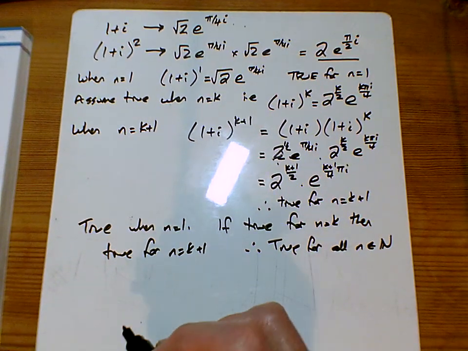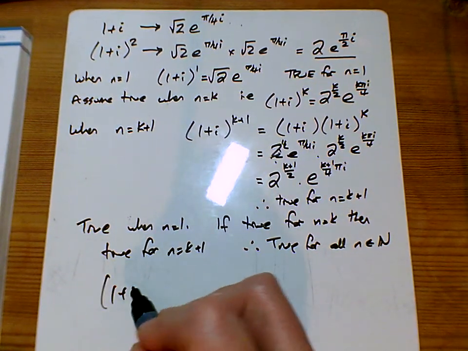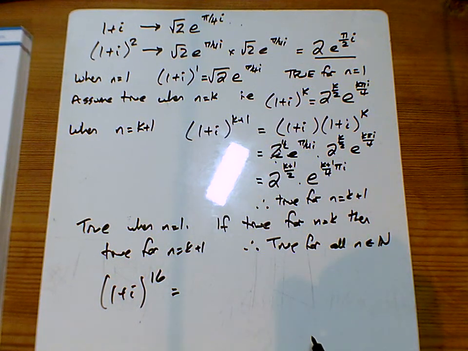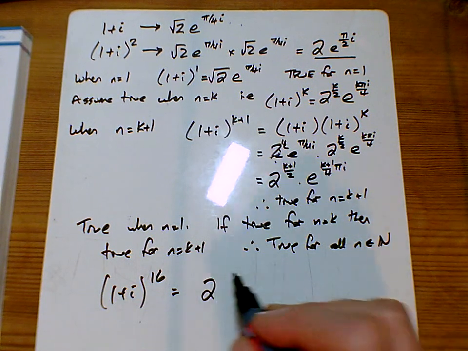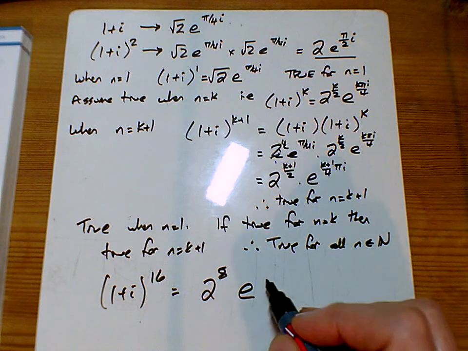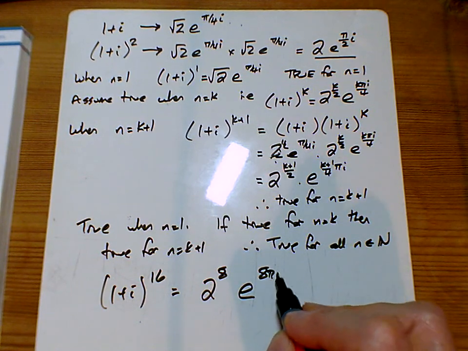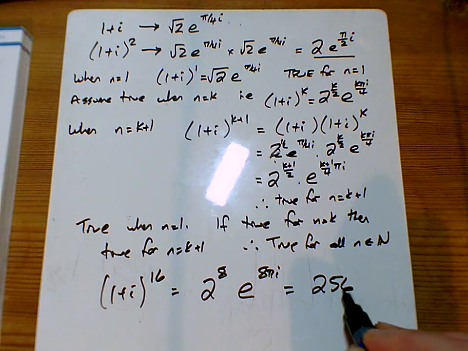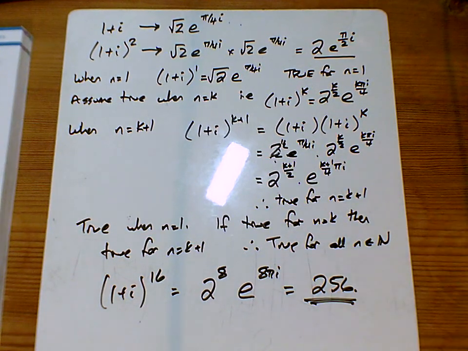And the last part, hence find 1 plus i to the power of 16. 1 plus i to the power of 16 is simply going to be 2 to the power of half of 16, which is 8, and then e to the power of half of 16, so we've got 8 pi i. Now 2 to the power of 8 is 256, and e to the 8 pi i is just going to be a real number, so 256.